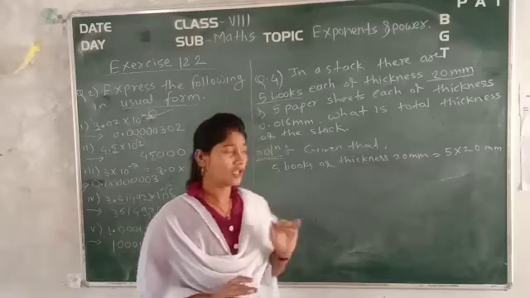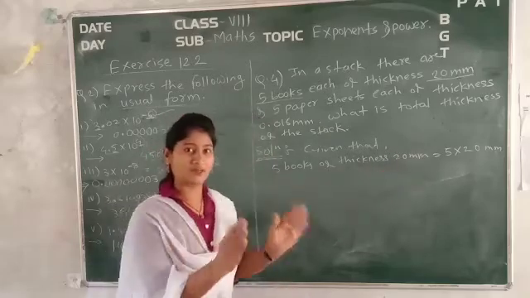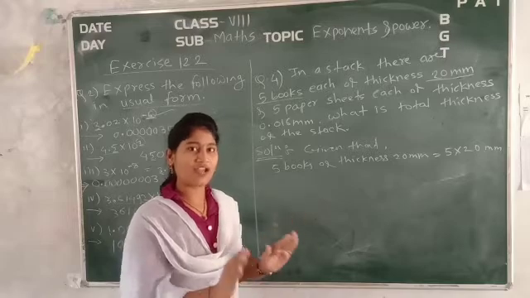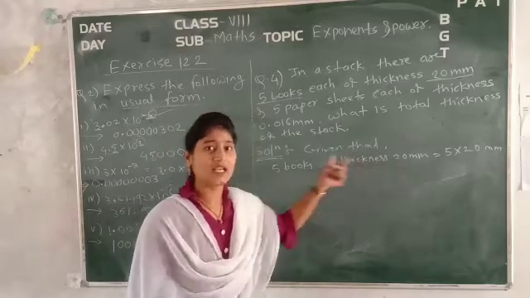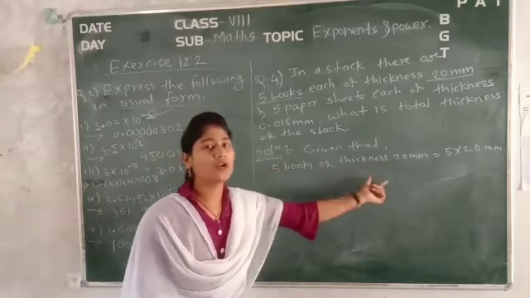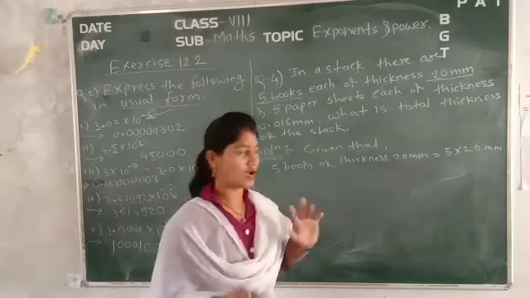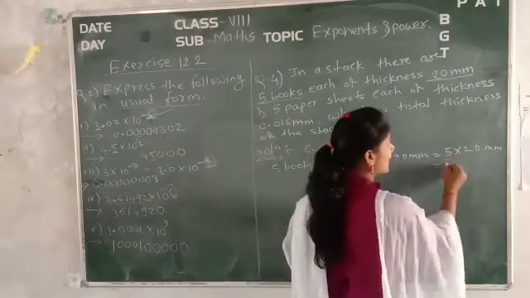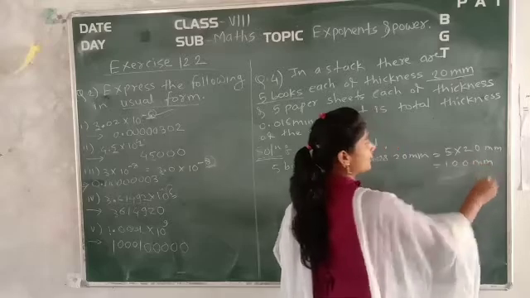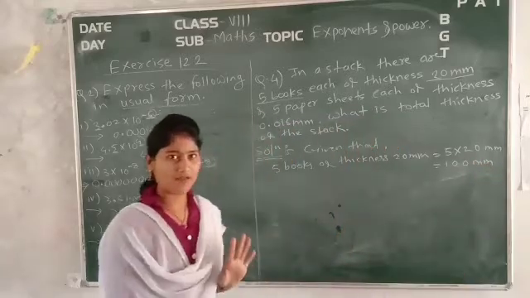So such 5 books we have in that particular stack. That's why we have to multiply this one thickness by 5 books. That is 5 into 20 millimeter. So how much will it become? 5 tens, it will become 100. Okay. So the first thing we have got.